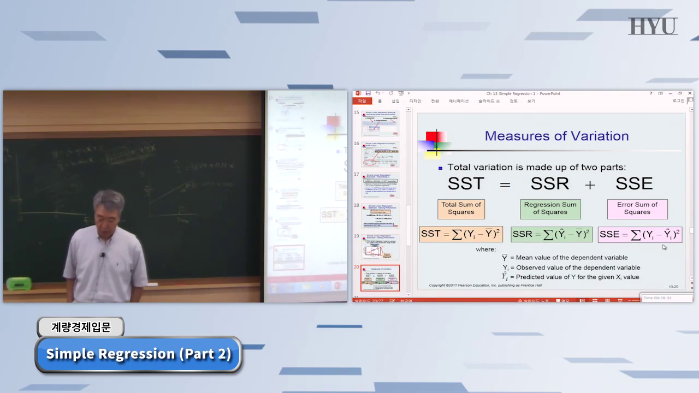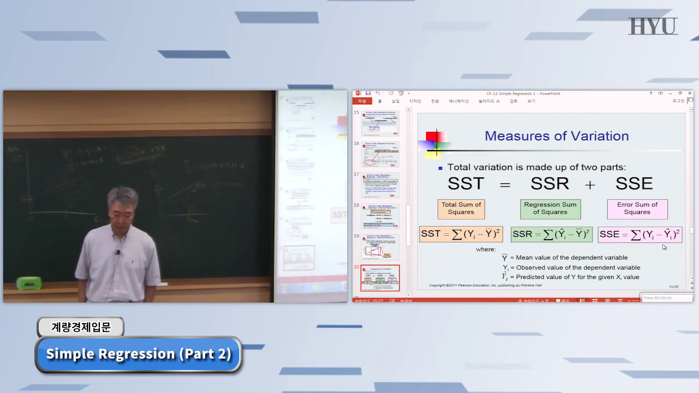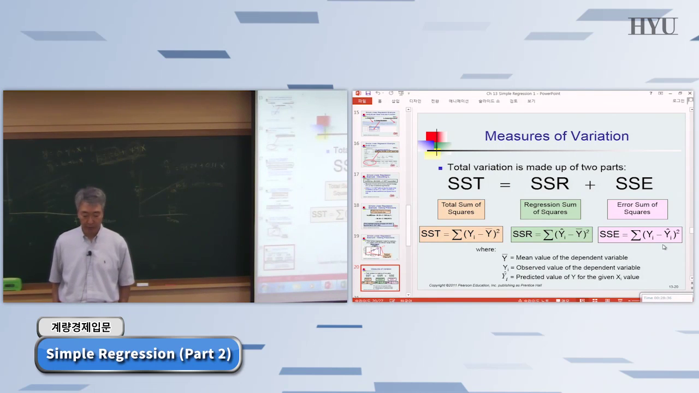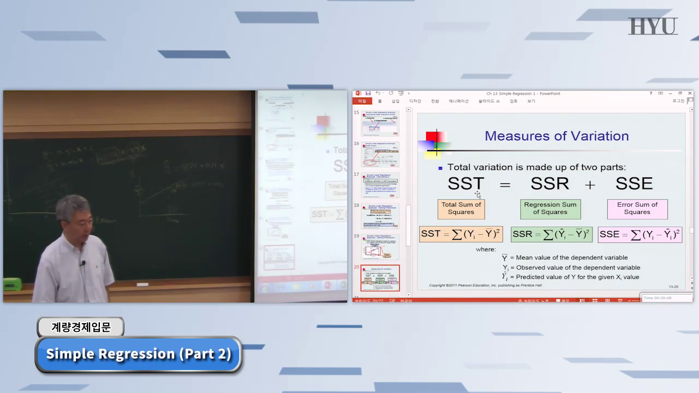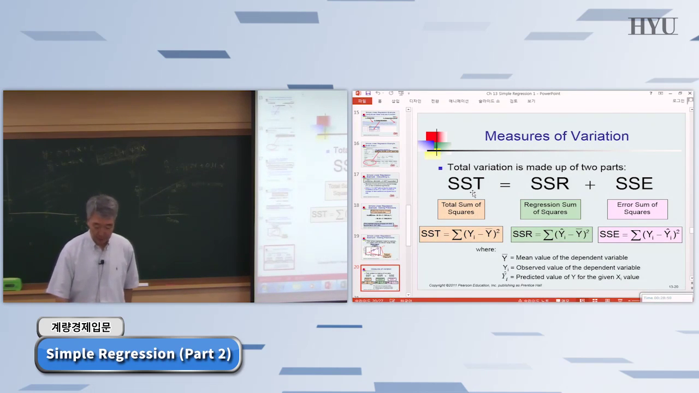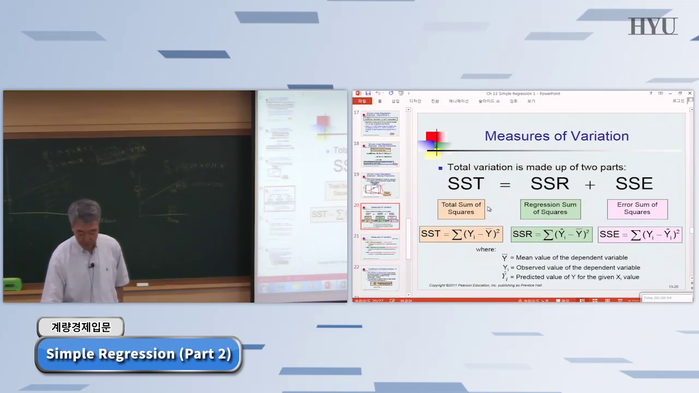Depending on which textbook you use, some textbooks call it TSS, RSS, or ESS. Well, most of the textbooks use SSR and SSE. But some textbooks use TSS instead of SST. Okay? But just in case you see it, you know that's the same thing. Okay?